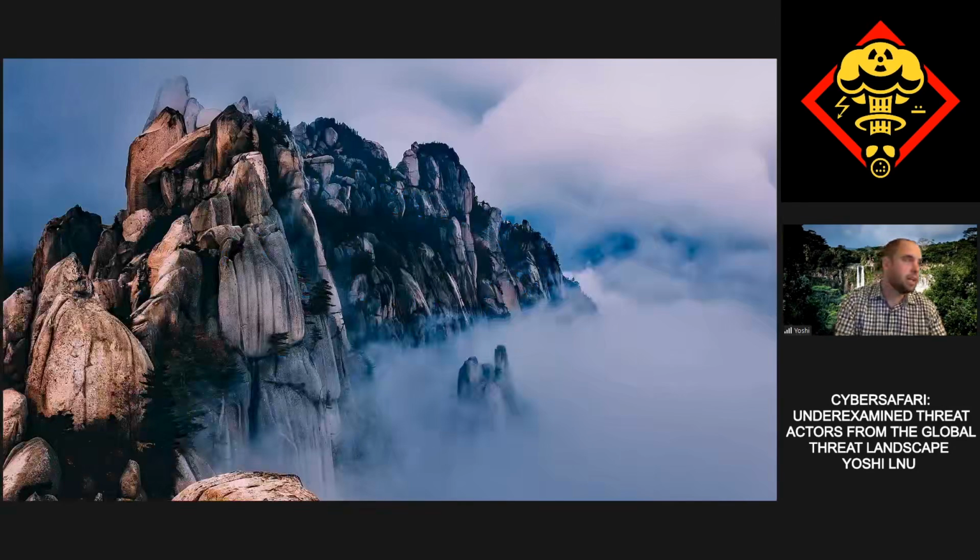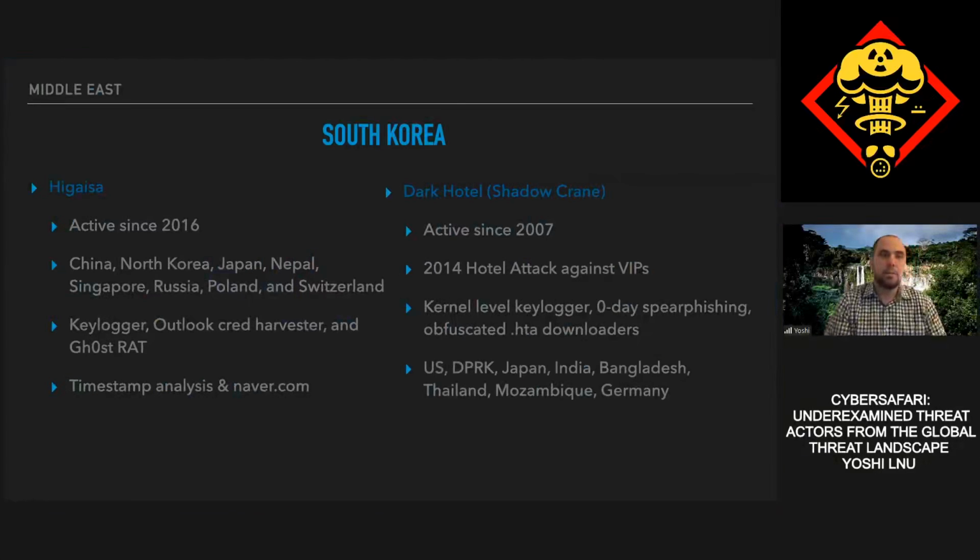So next we have these beautiful mountains. These mountains are actually from South Korea. I think South Korea is one of the most interesting threat countries from my point of view. We'll talk about two. The first is Hyasa. It's been active since 2016. Targeting includes China, North Korea, Japan, Nepal, Singapore, Russia, Poland, and Switzerland.